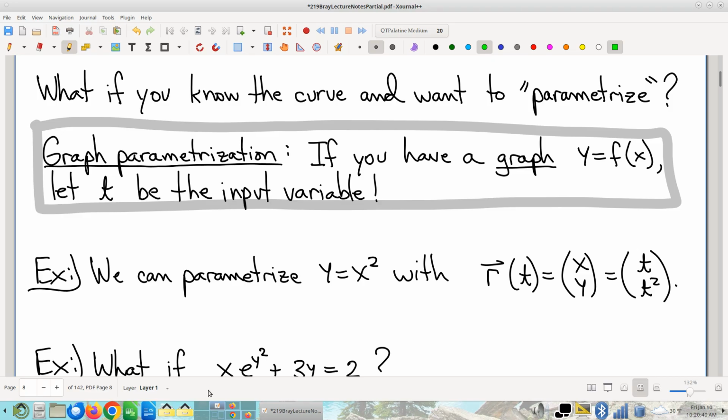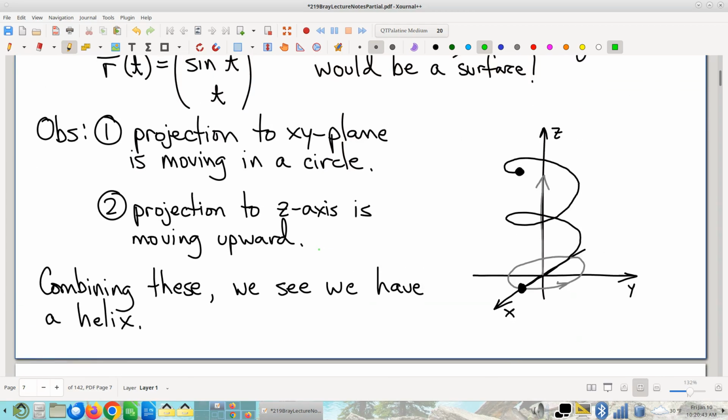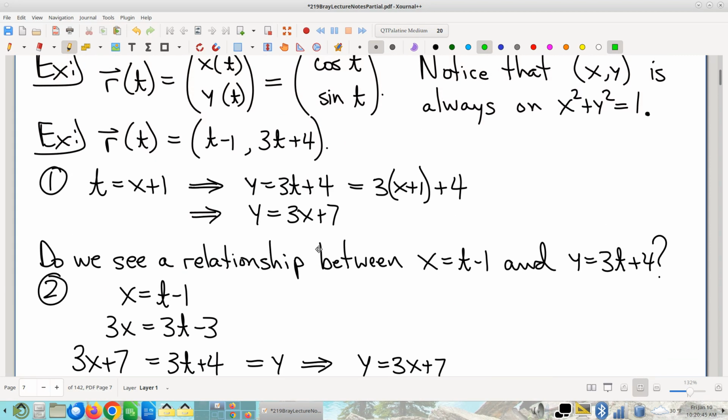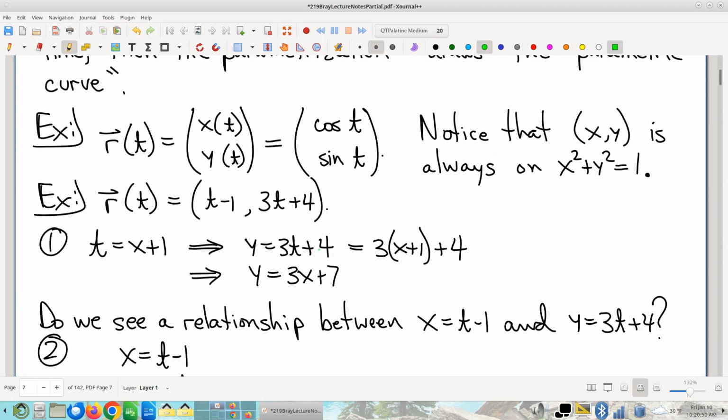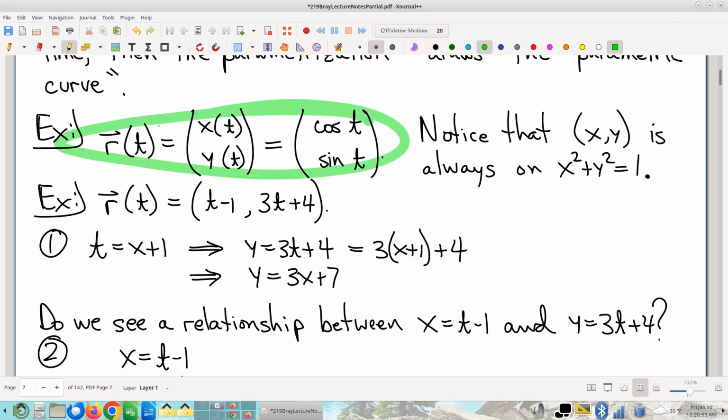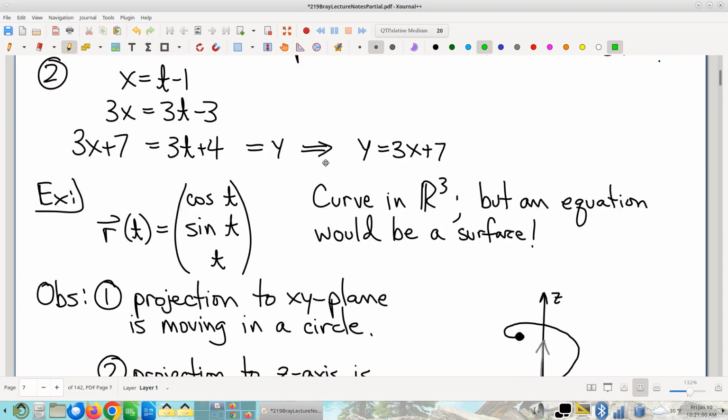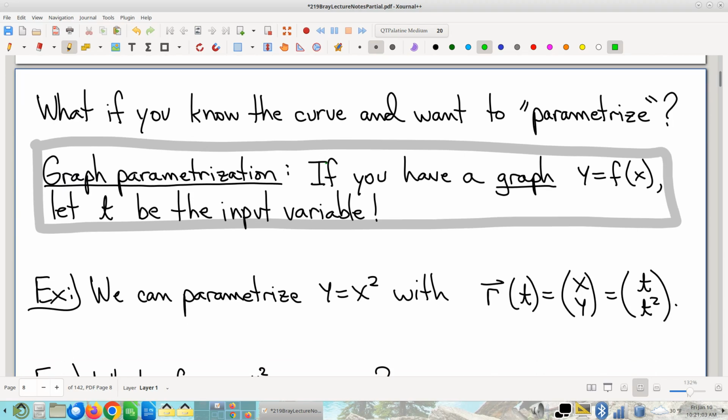So what we're going to talk about now, quick rewind. Last time we were talking about, given a parameterization, how do you figure out what curve? We're going to turn that around backwards now, and say, suppose you know the curve already, and what you want is to find a parameterization of that curve. This process of creating a parameterization is called parametrizing the curve.